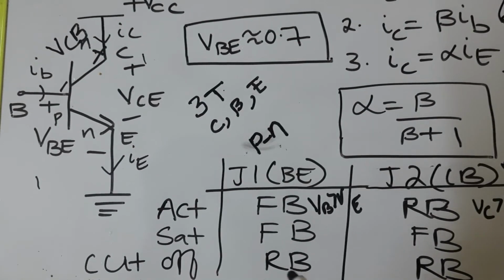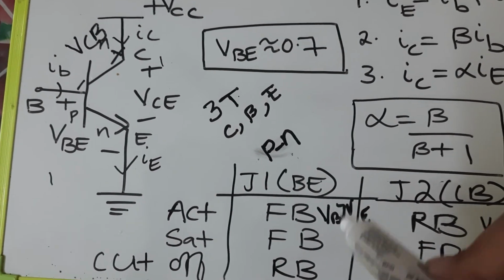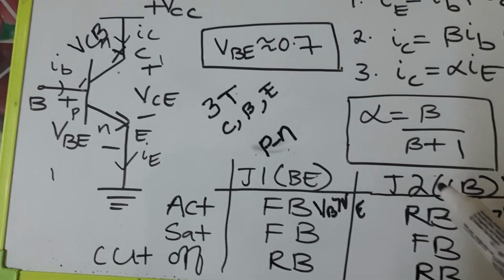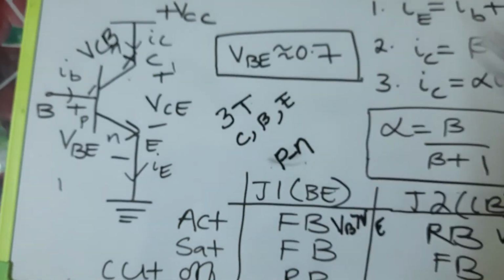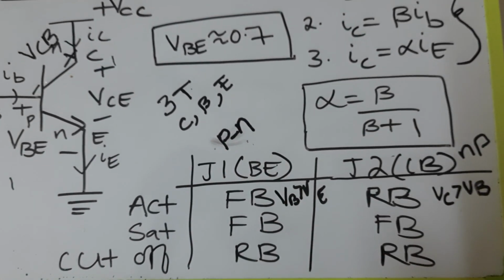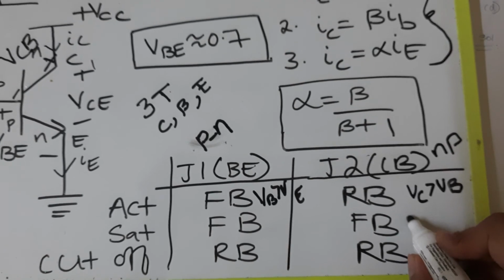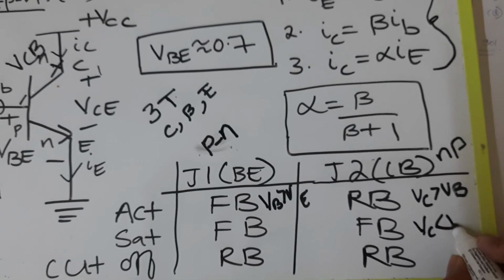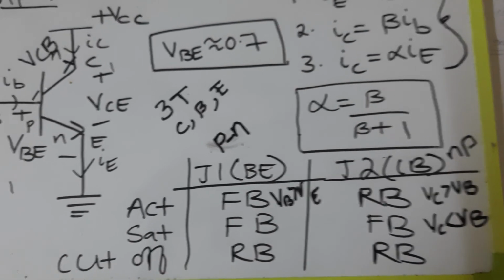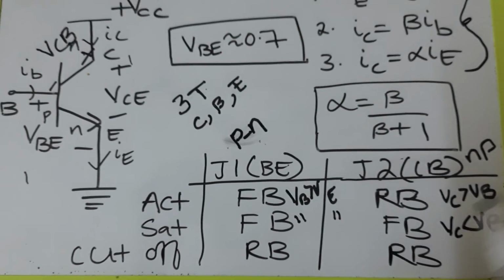Next, saturation region. When junction 1, which is the base emitter region, is in forward bias and junction 2, collector base region, is also in forward bias, then the transistor is said to operate in the saturation region. So in this case, VC will be less than VB. This will be the same. VB will be greater than VE.